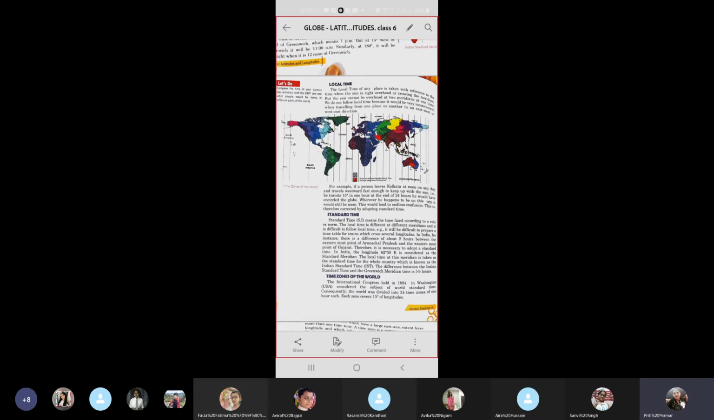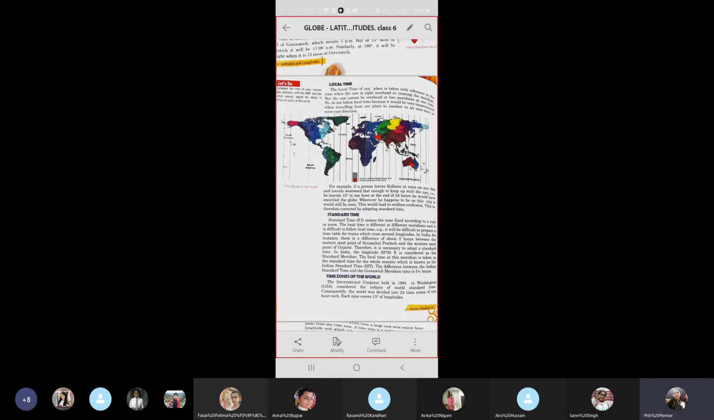In India, for instance, there is a difference of about 2 hours between the easternmost point of Arunachal Pradesh and the westernmost point of Gujarat. Therefore, it is necessary to adopt a standard time. In India, the longitude 82 degrees 30 minutes east is considered the standard meridian. The local time at this meridian is taken as the standard time for the whole country, which is called the Indian Standard Time, IST.